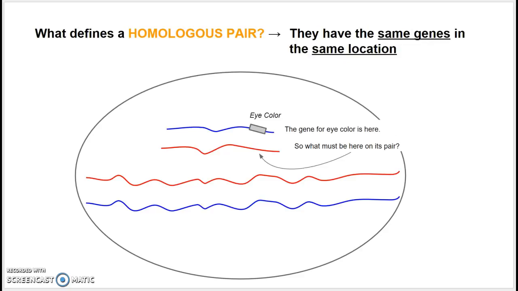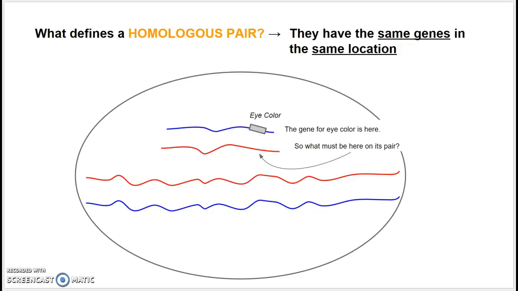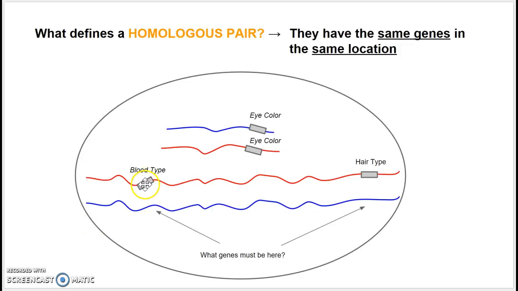So let's walk through an example of that. Imagine on this piece of DNA, there's a gene for eye color, and it's located right here. So what must be on this part of this homologous pair? Well, since the definition is that they have the same genes in the same location, there must be a gene for eye color located in that same area. Now, on this piece of DNA, let's assume there was a gene for blood type here and another gene for hair type here. So what must be the genes located right here? Again, it's the same thing. We need to have the same genes in the same location.